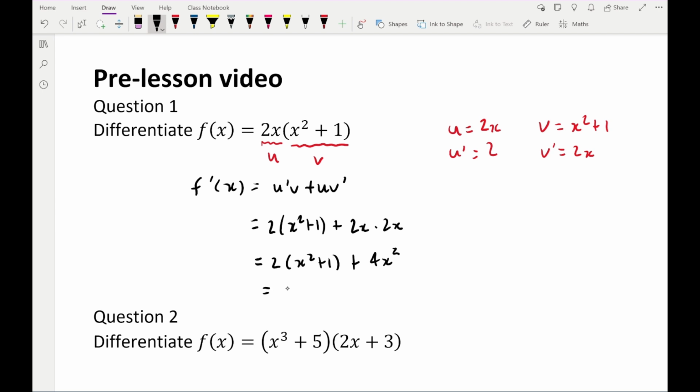If you really want to get fancy, you can expand that out and then collect like terms. But usually with product rule questions, you're fine just leaving it at this point.